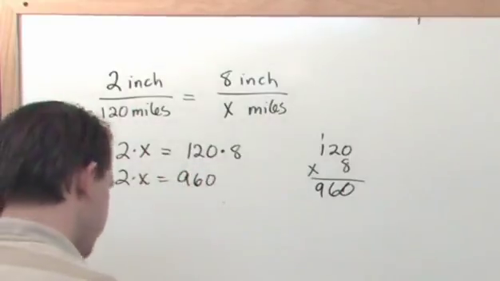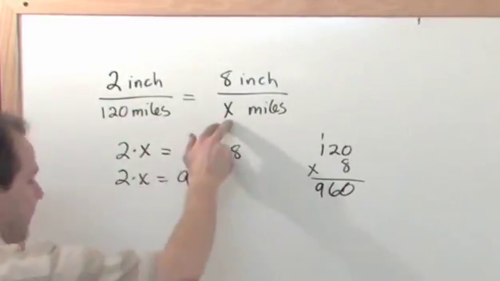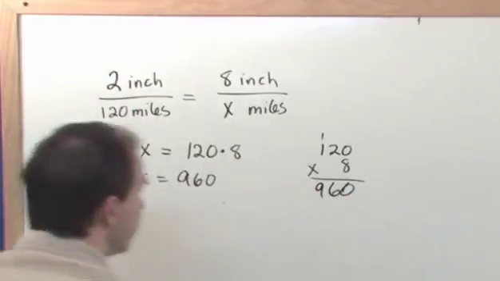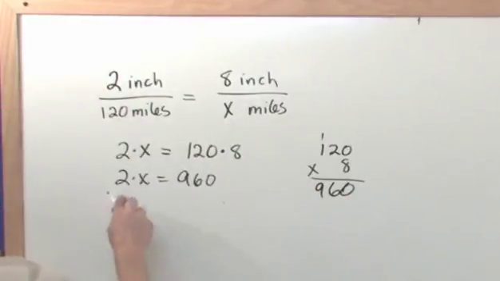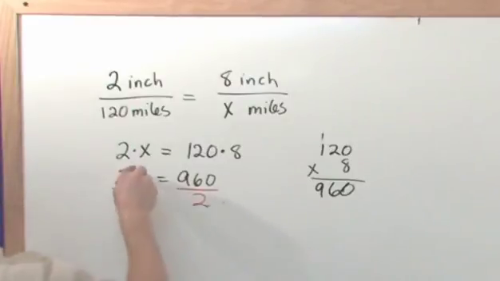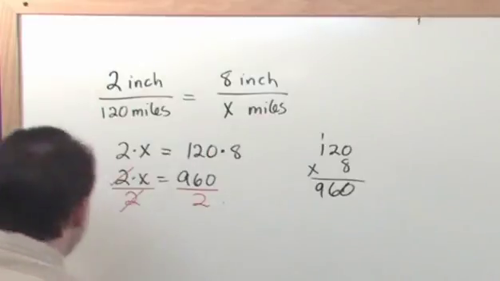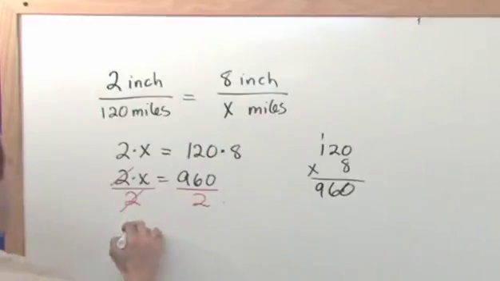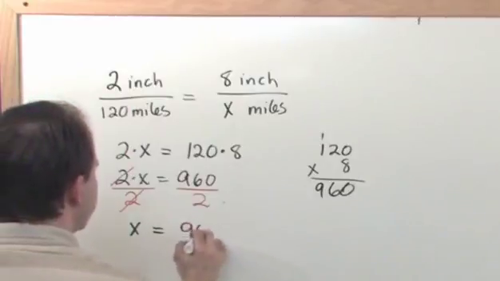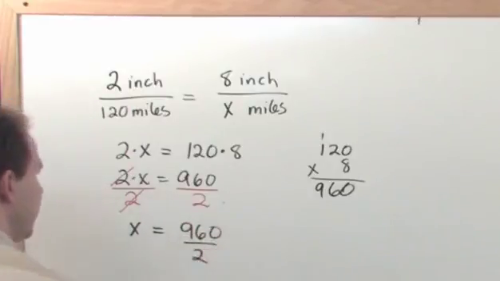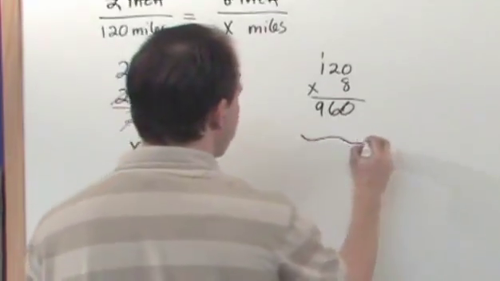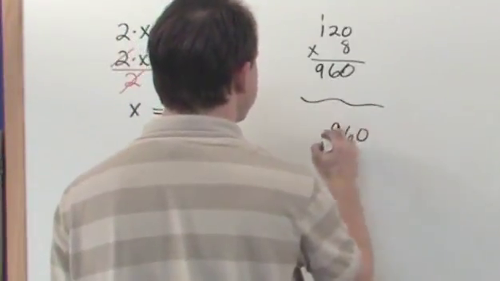Okay? Now, in order to find out what x is, which is how many miles apart they are, we must get x by itself, and the only way to do that is to divide by 2, because that will let this 2 go away with this 2, because 2 divided by 2 is 1. So I will be left on the left with x, which is what I want to solve for, is equal to 960 divided by 2. Okay? Now, what is 960 divided by 2?